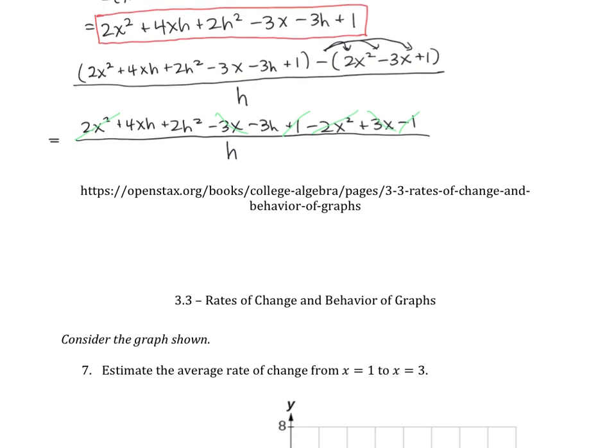All right, so then the last step, we're going to combine our like terms if we have any. If not, we're just going to write down what we have left. So we have 4xh plus 2h squared minus 3h. I think I got all the parts left. All over h. Everything here has an h, so if you divide out an h, you get 4x plus 2h minus 3 as your difference quotient.